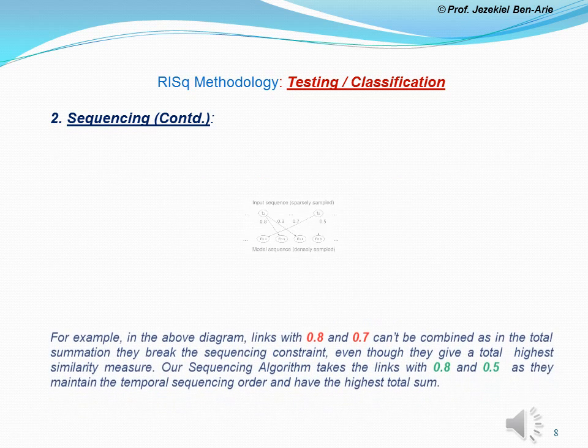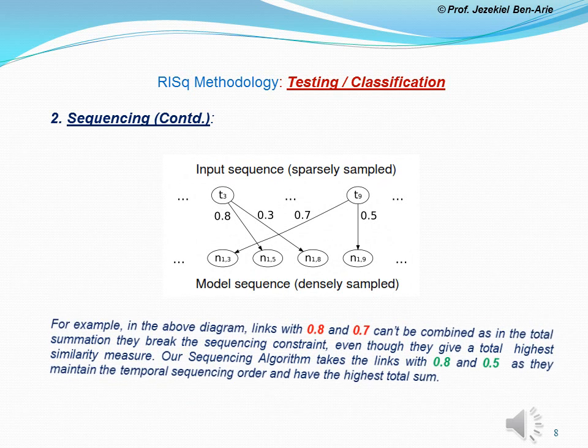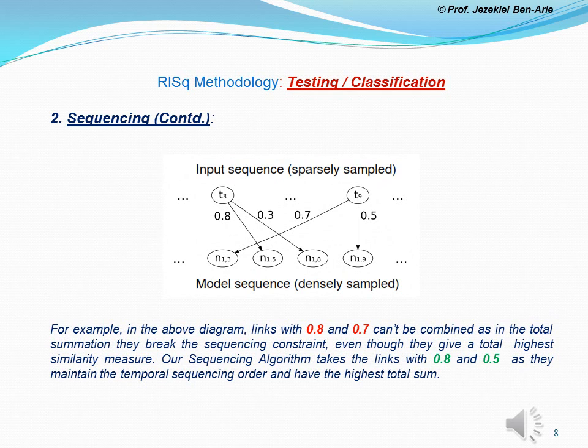For example, in the above diagram, links with 0.8 and 0.7 cannot be combined in the total summation, as they break the sequencing constraint even though they give a total high similarity measure. Our sequencing algorithm must take the links with 0.8 and 0.5, as they maintain the temporal sequencing order and have the highest total sum. Here we want to discuss a simple example of sequencing and dynamic programming.